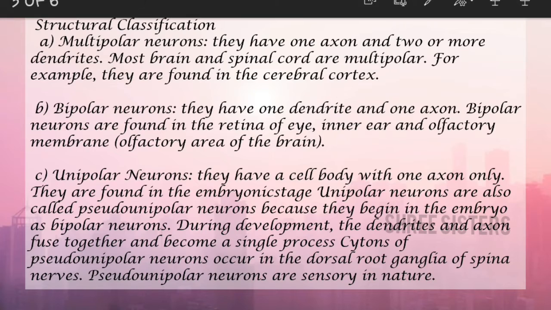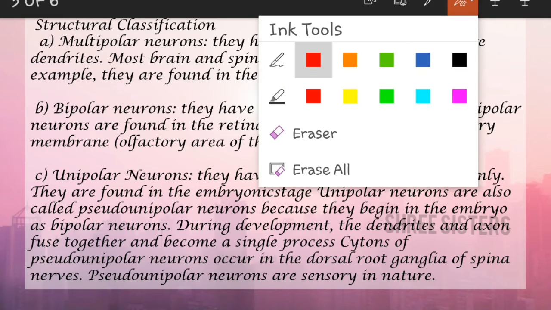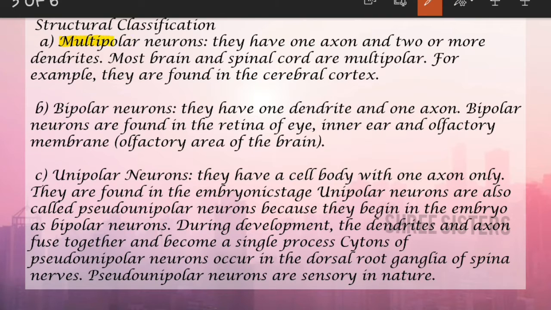So the structural classification. Structural classification means based on its structure, how it is classified. It's classified into three: multipolar, bipolar, and unipolar. These are the three according to the structural classification. What is multipolar? Multipolar means they have one axon and two or more dendrites. You all might already know what an axon and dendrite are. So the multipolar neurons have one single axon and many dendrites, two or more dendrite branches.